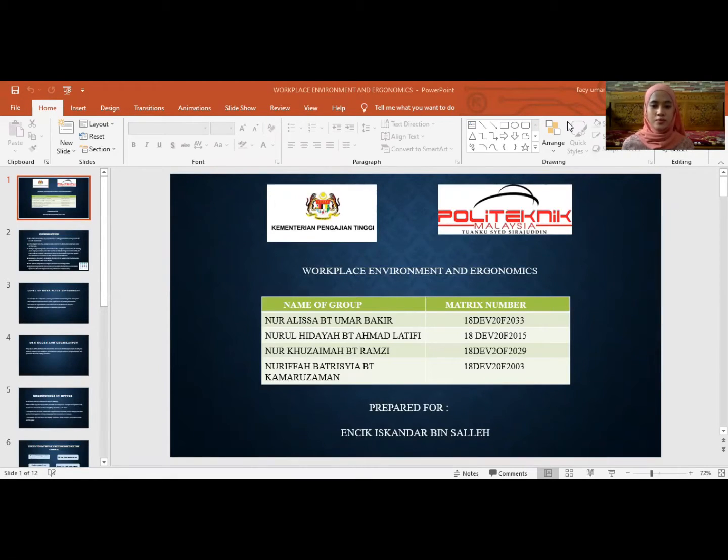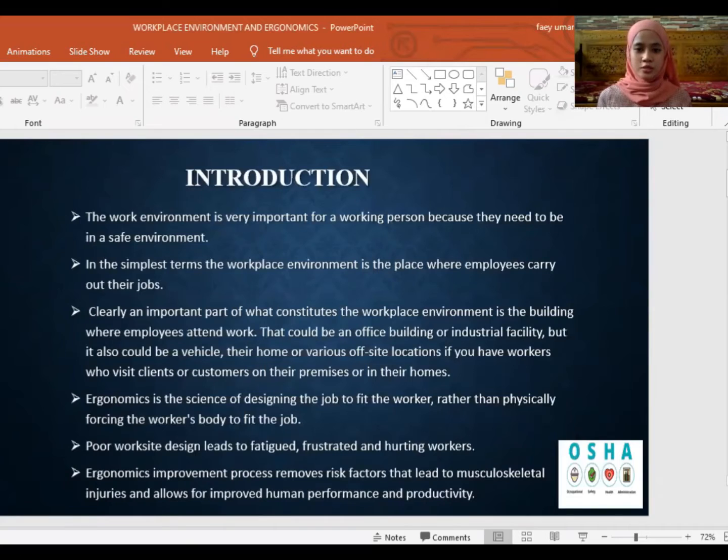Today, I want to talk about workplace environment and ergonomics. Introduction. First, the work environment is very important for a long working person because they need to be in a safe environment. So, in the simplest terms, workplace environment is the place where employees carry out their jobs.